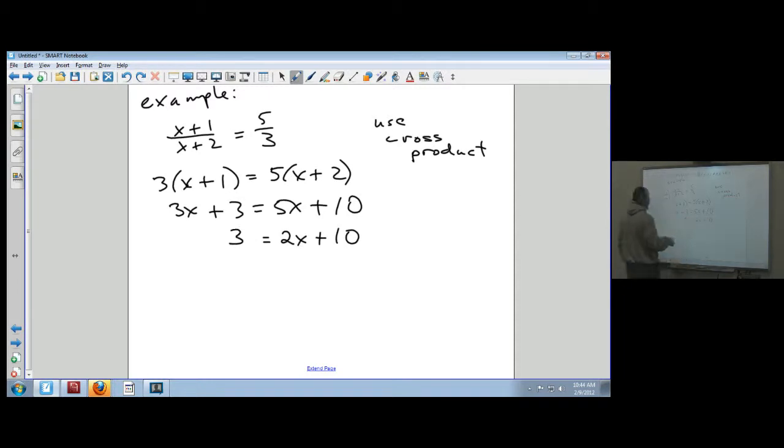Once we do that, then of course we isolate our variable term, as we've done so many times in the past, and we get 2x equals negative 7, so x equals negative 7 halves.